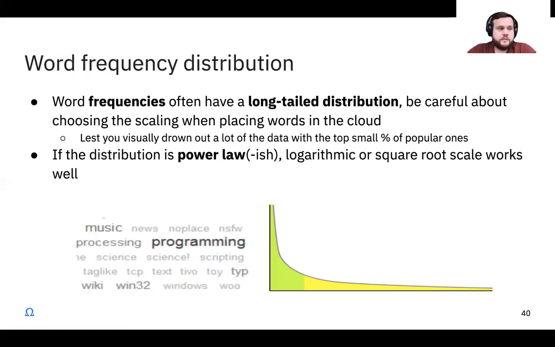The general rule of thumb, or practical guideline, is that if the distribution is power law or power law-ish, which it usually is, roughly similar to that, then if we use a logarithmic or square root scale, it will generally work fine. So if we are converting the count to pixels, we're not going to do this linearly or even polynomially, because then we're going to even highlight the differences. We're going to scale it logarithmically or with square root, so that will smooth the kind of jagged differences between the words. That's a way to do this, but it still remains a challenge.